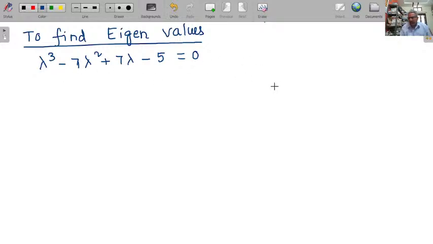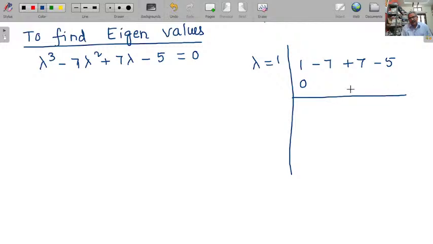So first, Horner's division method, the synthetic division method. The lambda cube coefficient is 1, lambda square is minus 7, lambda coefficient is plus 7, and this is negative 5. So first substitute lambda is equal to 1, starting with 0. So 1 into 1, 1 plus 1. This is minus 6, negative 6. Negative 6 into 1, here negative 6. So you will be getting 1. So lambda is equal to 1.